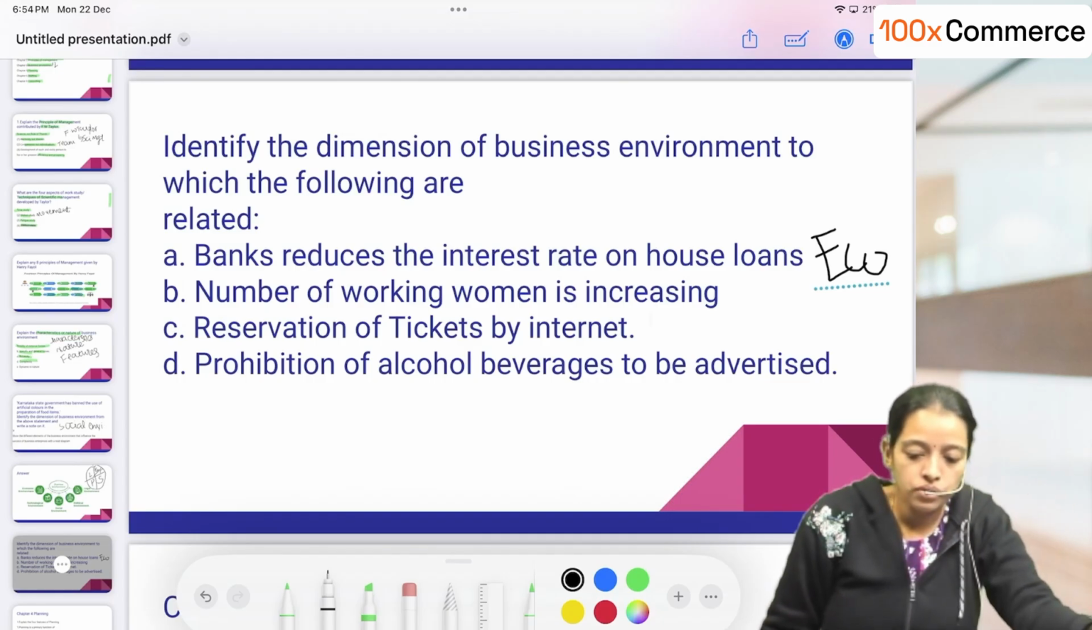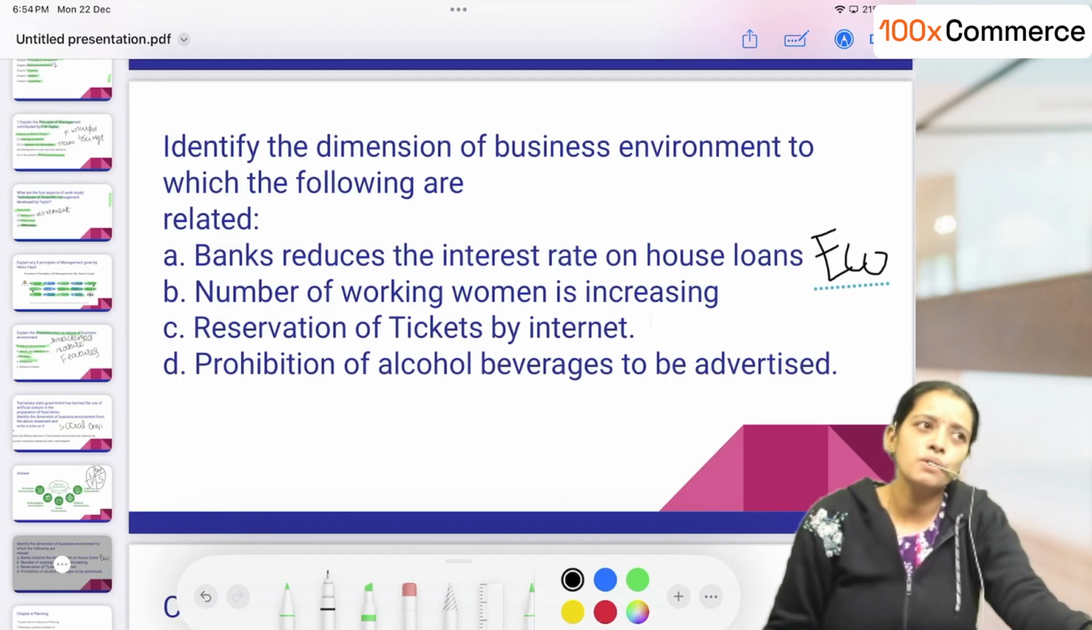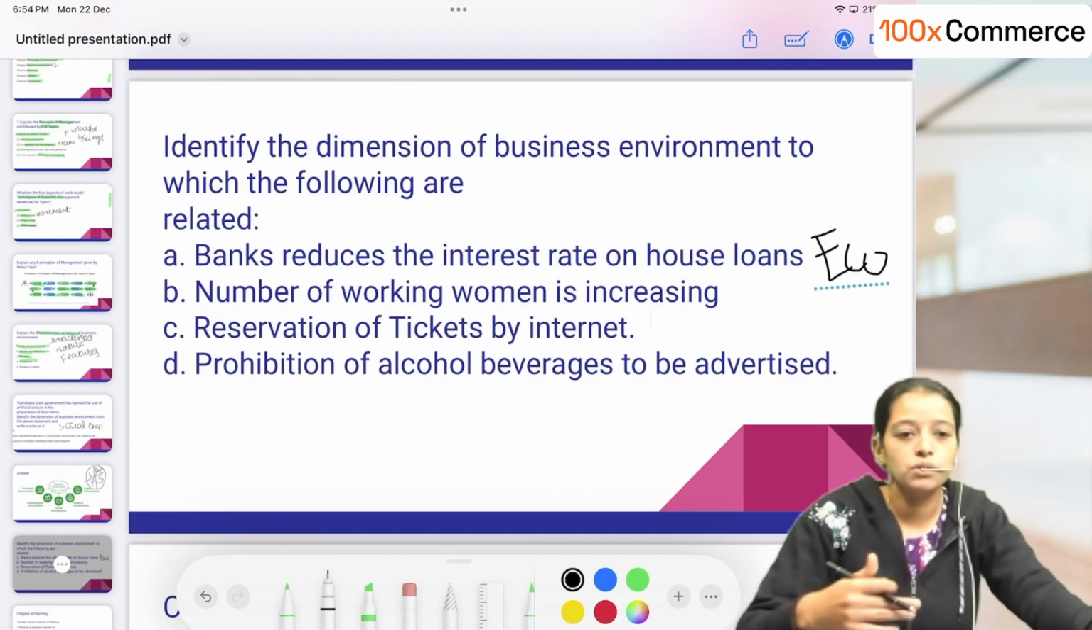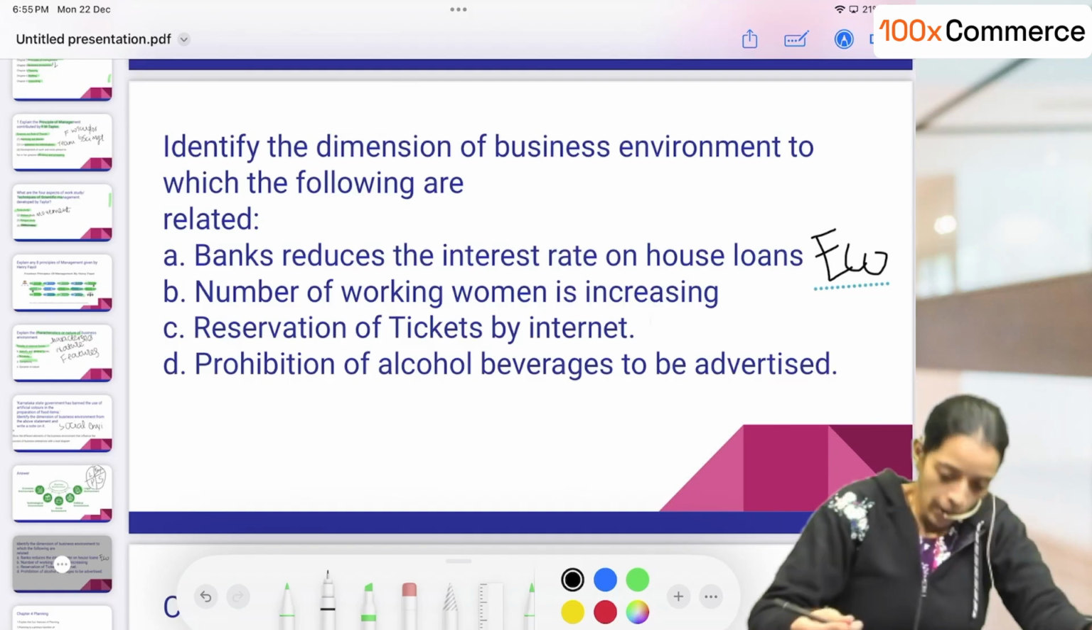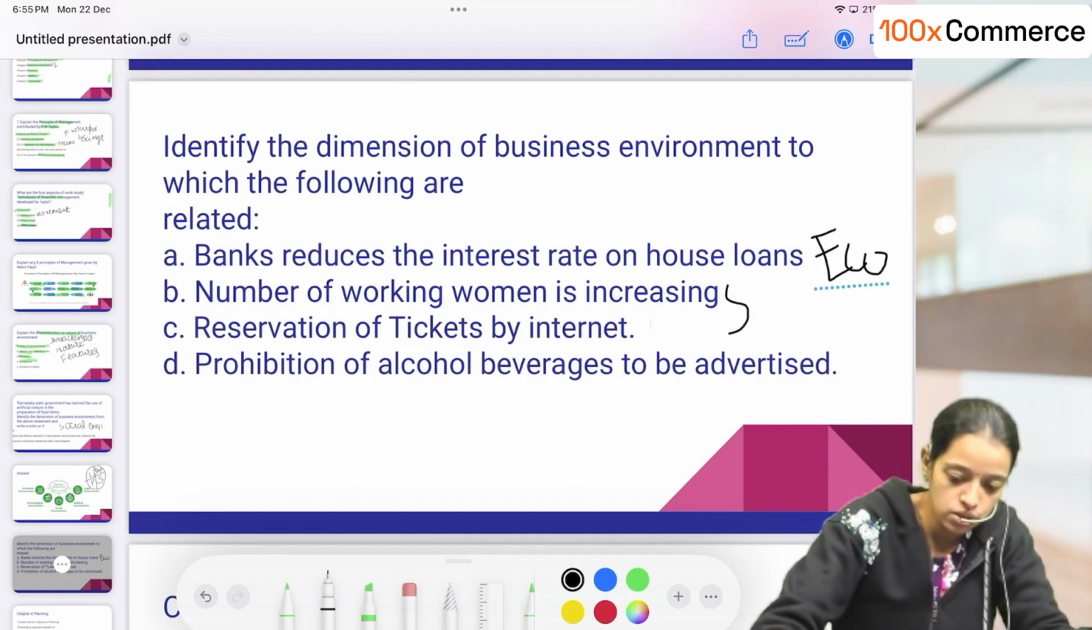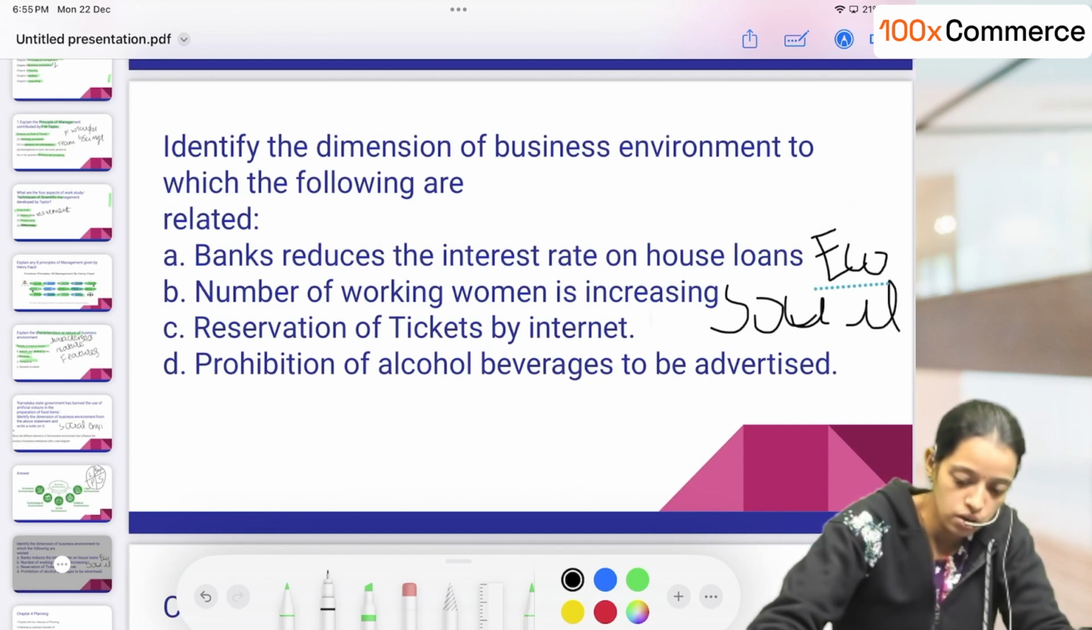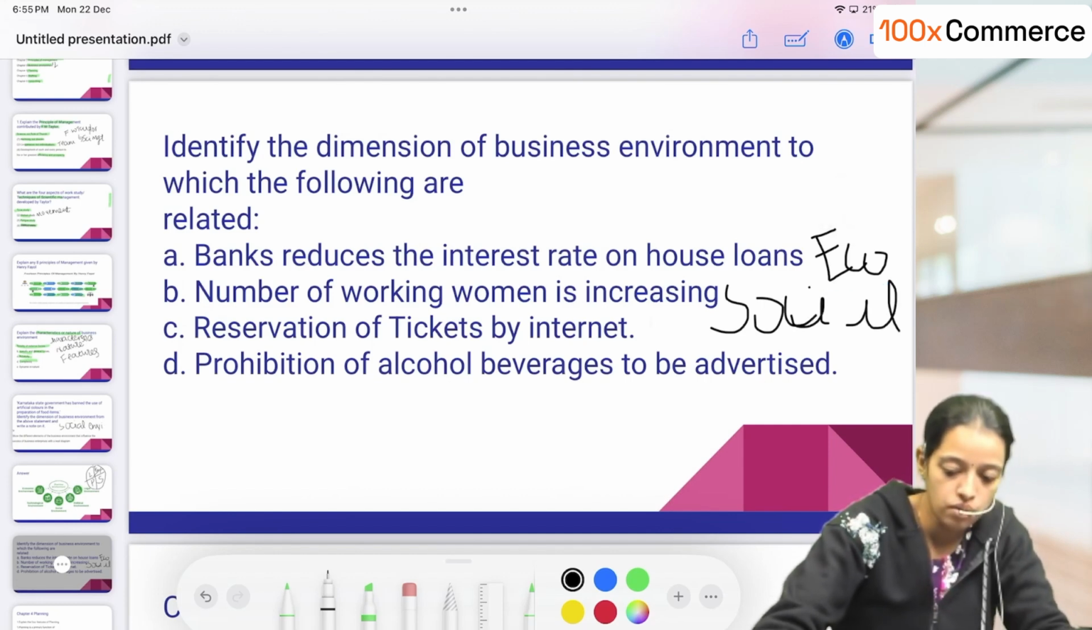Then, number of working women is increasing. Earlier women were not allowed to go outside for work because of gender inequality. But now the world has changed, the society has changed. So this one will be your social environment.